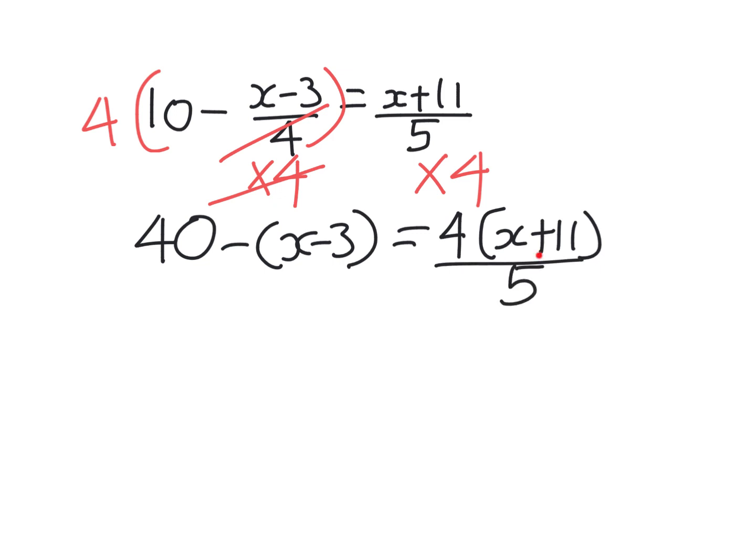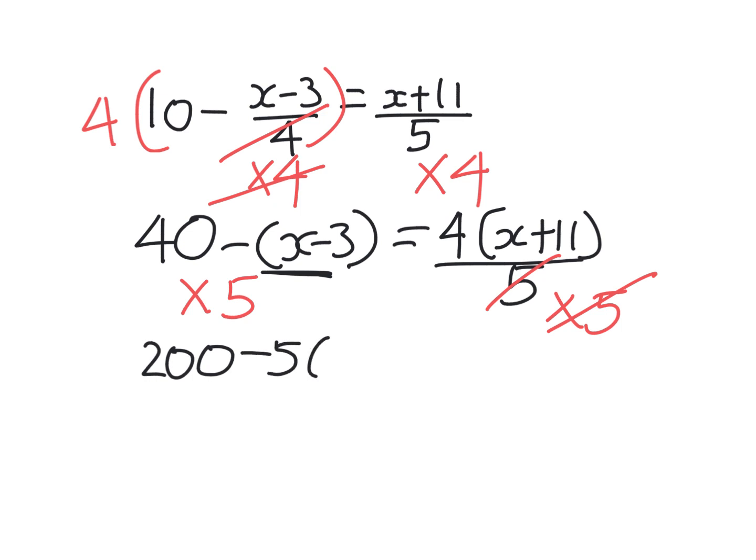Now I'm going to get rid of this fraction by timesing 5, because times 5 and divide 5 undo each other. What you do to one side, you must do to the other. So I've now got to times this side by 5. I need to times 40 by 5, and I need to times this bracket here by 5. So now we've got rid of the fractions, but we have brackets. We need to get rid of the brackets by expanding.